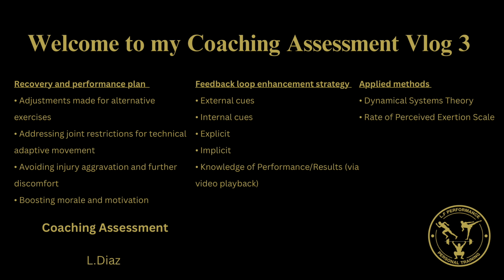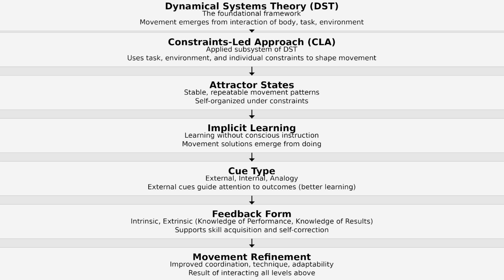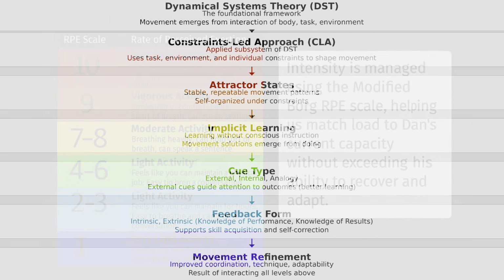Today's session is with Dan, who came to me with chronic right knee discomfort and inconsistent training habits impacting both motivation and performance. We created a recovery and performance plan focused on joint restrictions and technique refinement. This session uses internal and external cues, both explicit and implicit, to build a feedback loop for efficient movement. Using dynamical systems theory, I've structured constraint-led tasks and match intensity to Dan's capacity with the RPE scale.